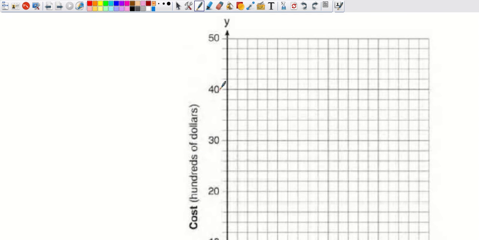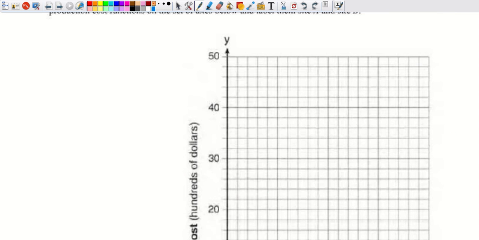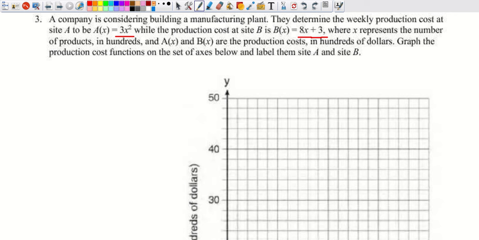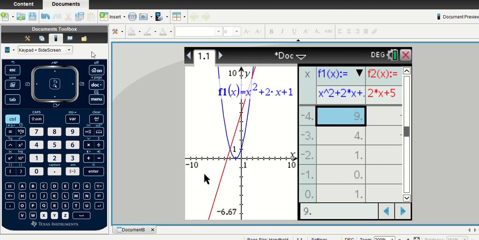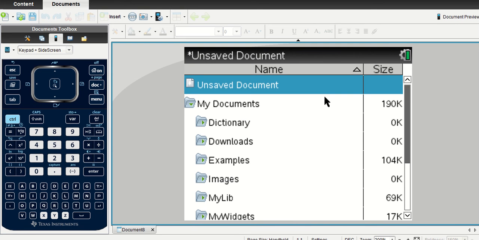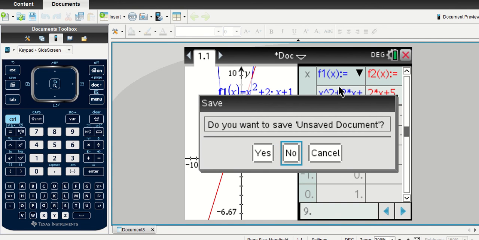All right, so we can see that this is counting up by 2's, okay? And this is going over by 0.2's. So we have to be careful when we do our slope, how we graph this, all right? So make sure you're careful here. Okay, we'll start with a parabola first. So we're going to go back to our calculator. We're going to go to a new document, not my documents. New document. No, I don't want to save this.